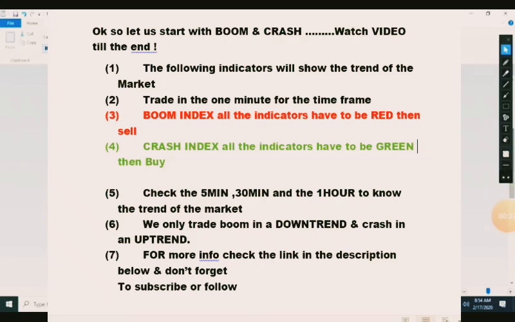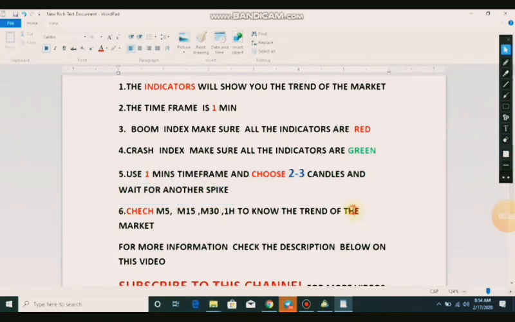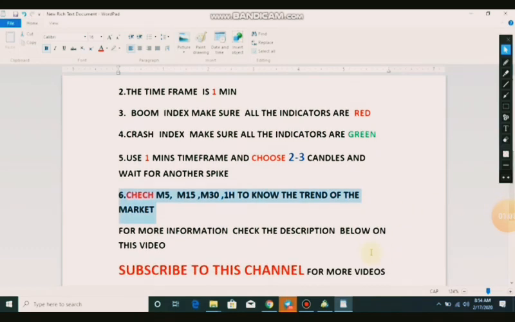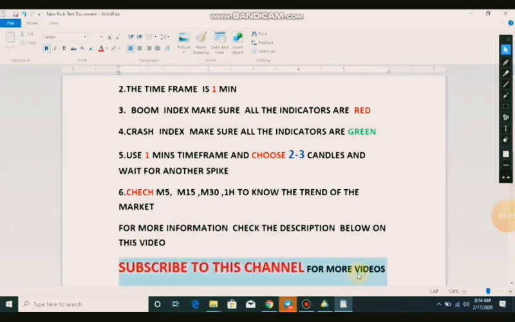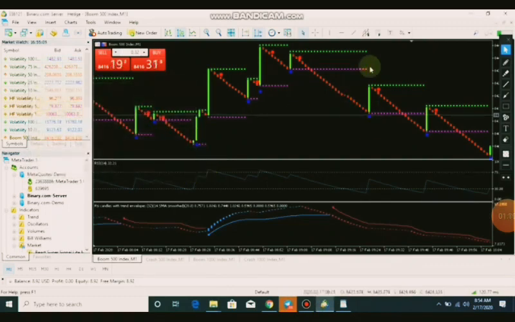Now, to check the trend of the market, you have to go in the 5 minute, the 30 minute, and the 1 hour. Never trade against the trend of the market. For Boom, the trend has to be in a downtrend. For Crash, it has to be in an uptrend. And we're only going to stay in the market for less than 5 minutes for each trade. We only want 2 to 3 candles after this. After we wait for a spike, trade for 2 to 3 candles.